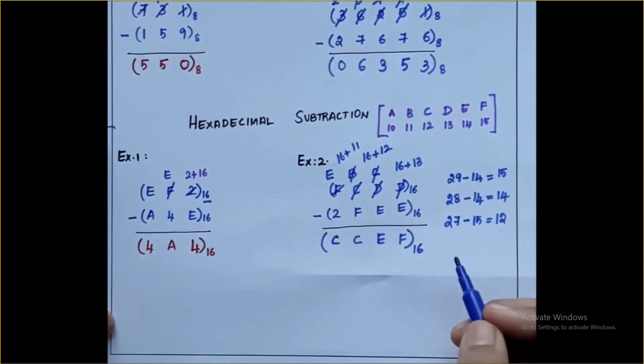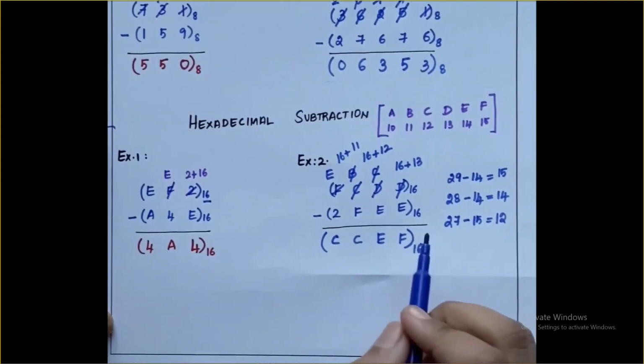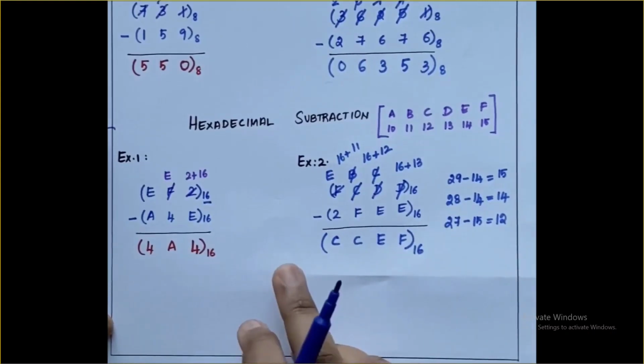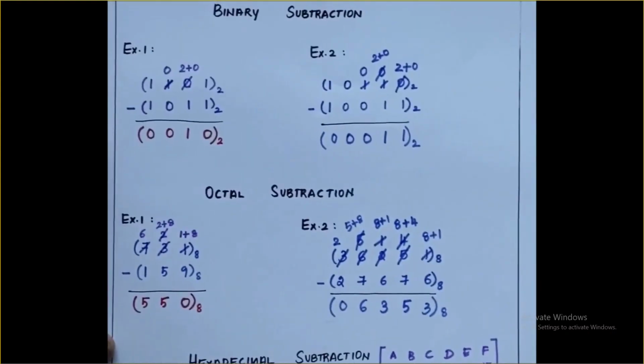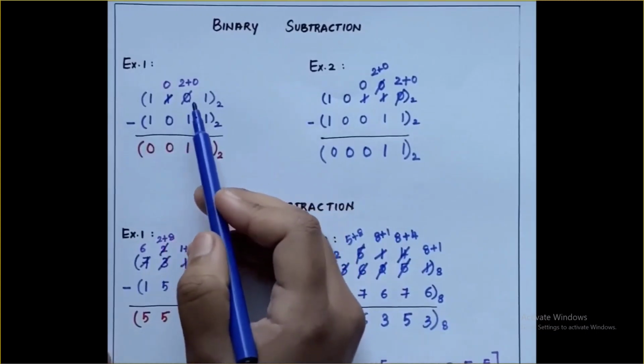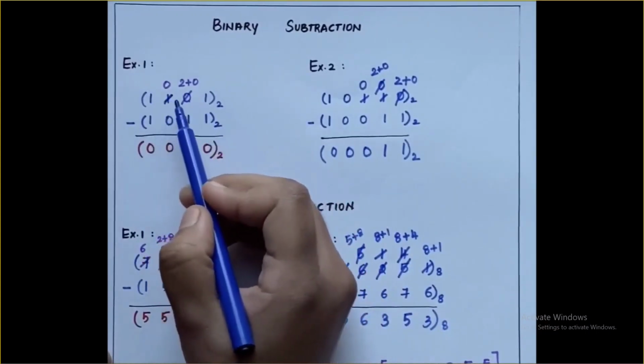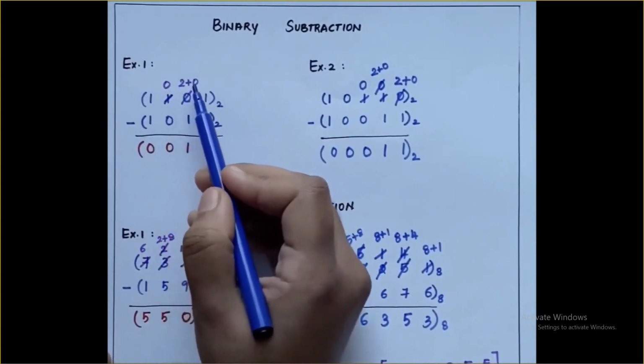So this is how we have to perform subtraction for binary, octal and hexadecimal. The procedure is the same. We just have to change the base values, which is 2 for binary, 8 for octal and 16 for hexadecimal.